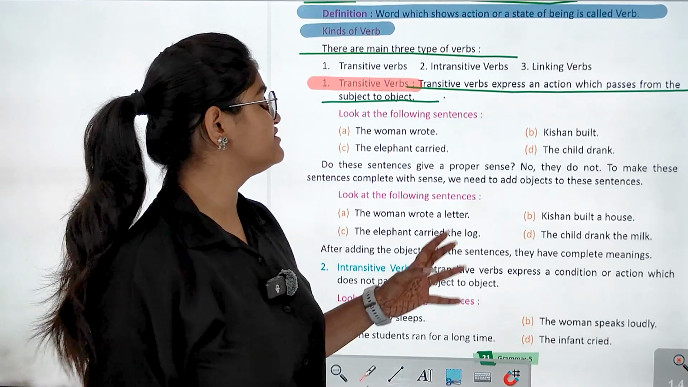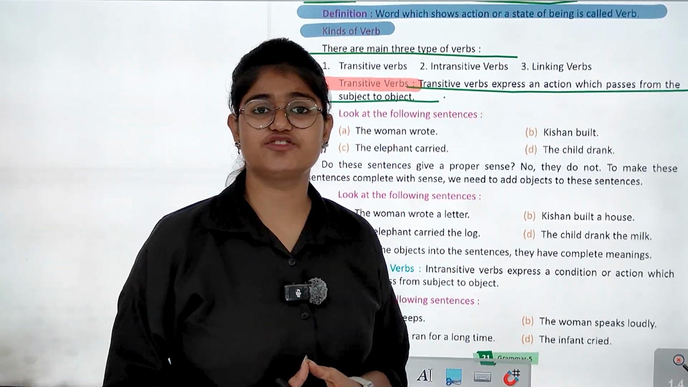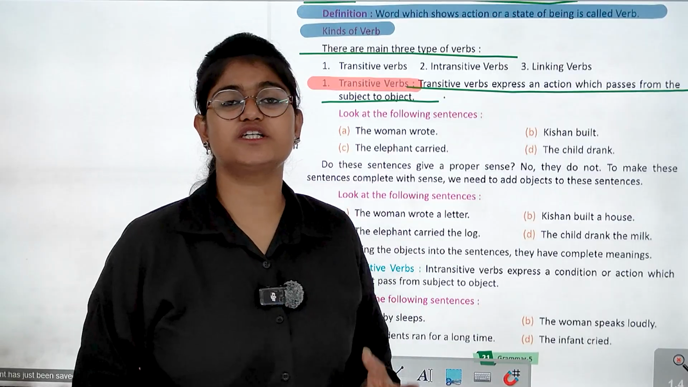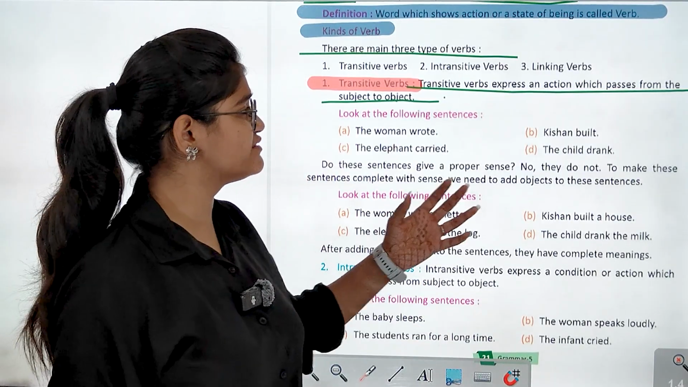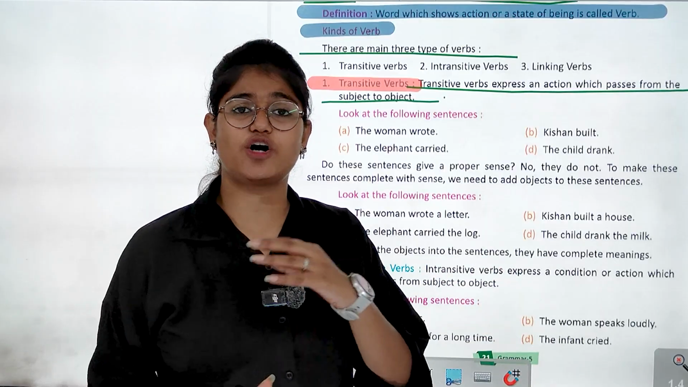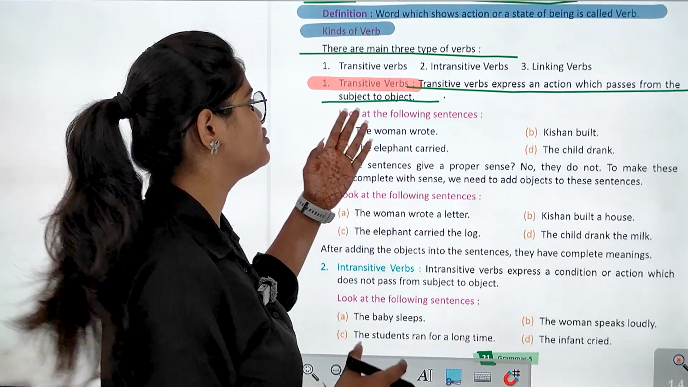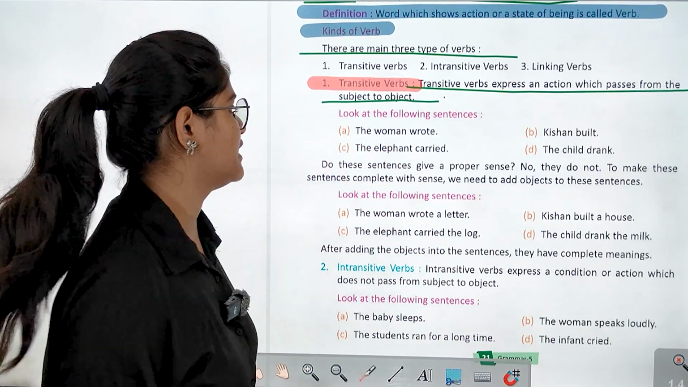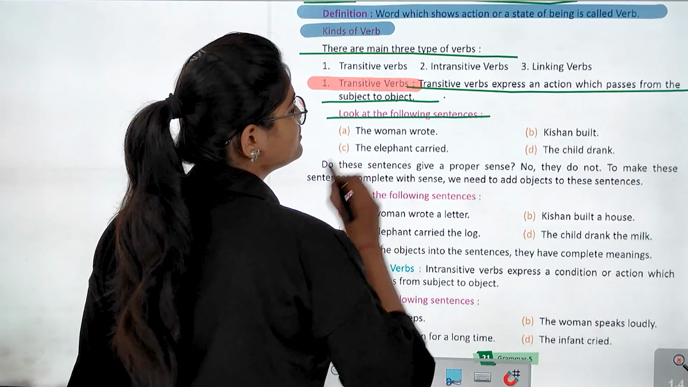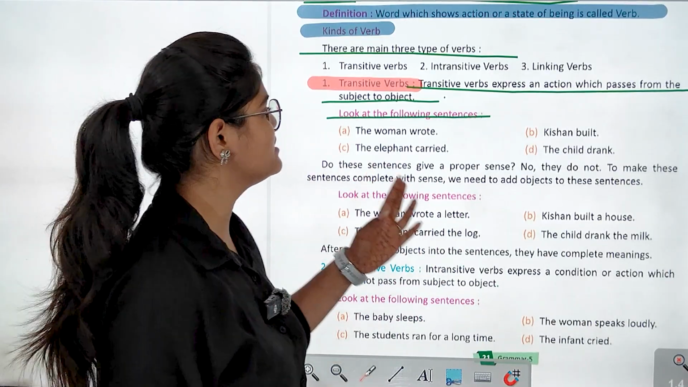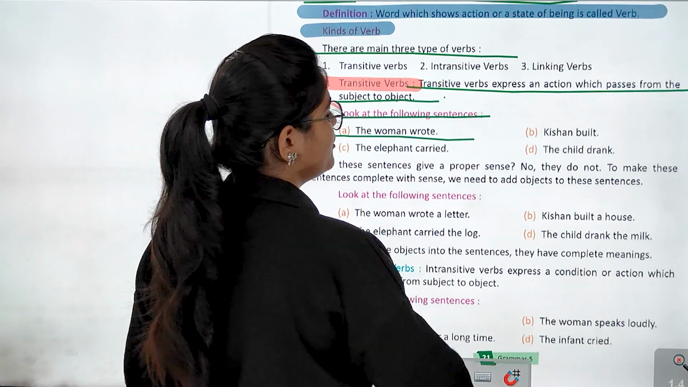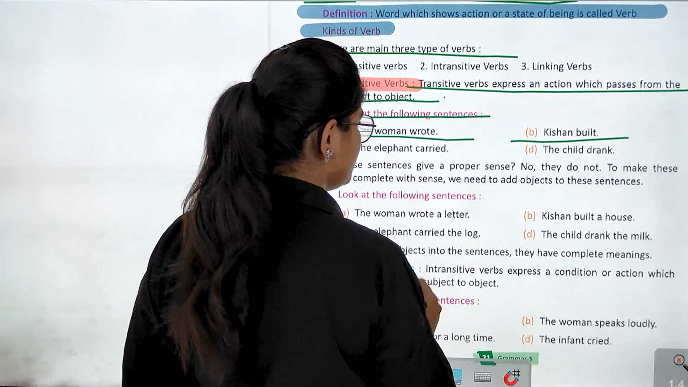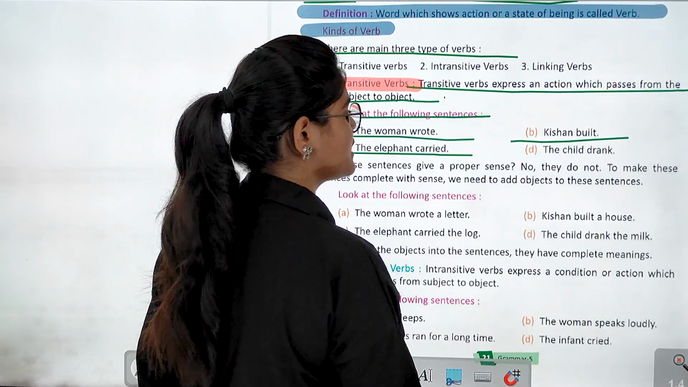कि ट्रांजिटिव वर्ब्स वो वर्ब्स होती हैं जिसमें सब्जेक्ट और ऑब्जेक्ट दोनों प्रेजेंट होते हैं, राइट? If the action is being passed from subject to the object, that is known as the transitive verbs, right? After that, look at the following sentences. तो जल्दी से इन sentences की तरफ देखते हैं. And identify: The women wrote. Kishan built. The elephant carried.